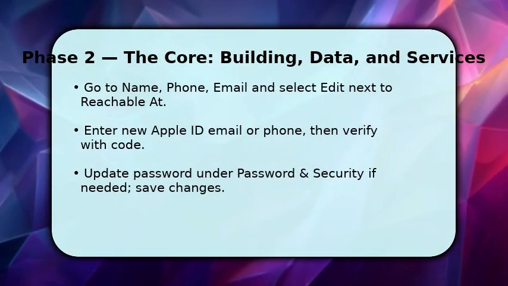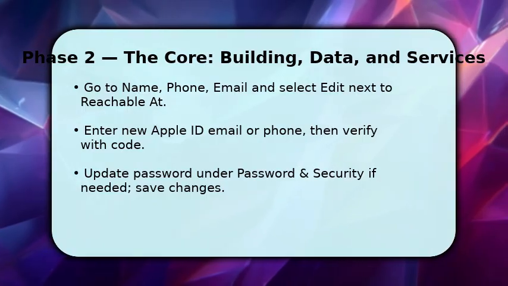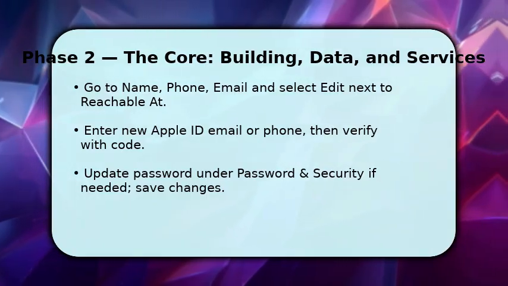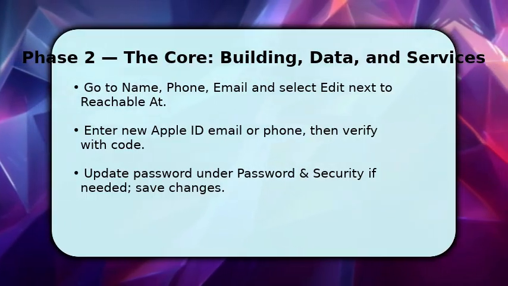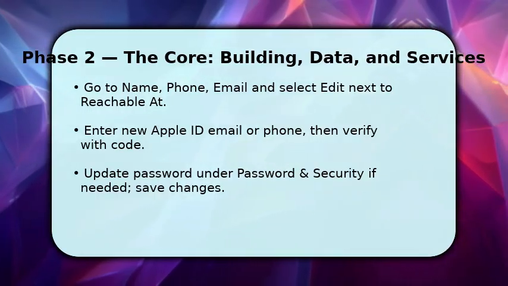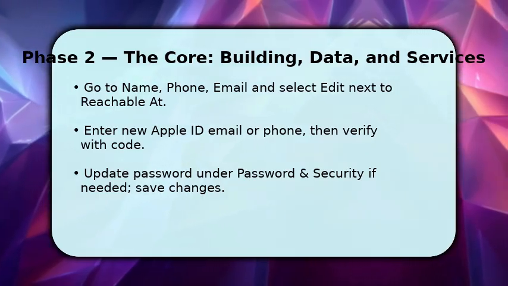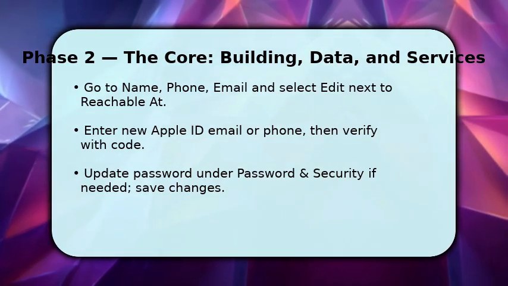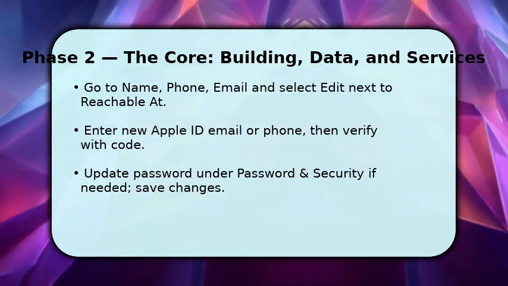Next, you navigate to Name, Phone, Email, and tap Edit beside Reachable at to change the address tied to your Apple ID. Enter the new email or phone, then watch for Apple's verification code and enter it promptly. This proves ownership. If you're changing the password, go to Password and Security, choose a strong passphrase, and confirm. Once saved, make sure your trusted devices show the new address so iCloud and purchases continue uninterrupted.